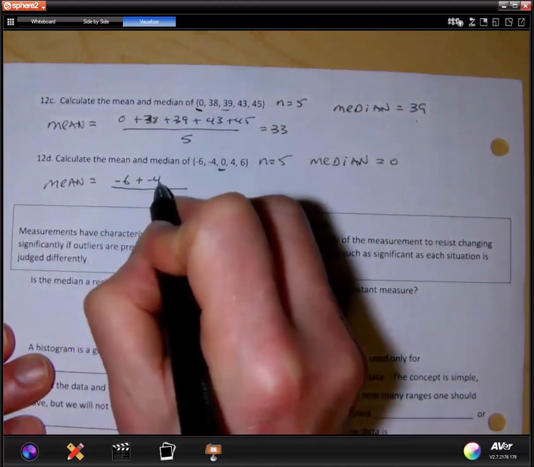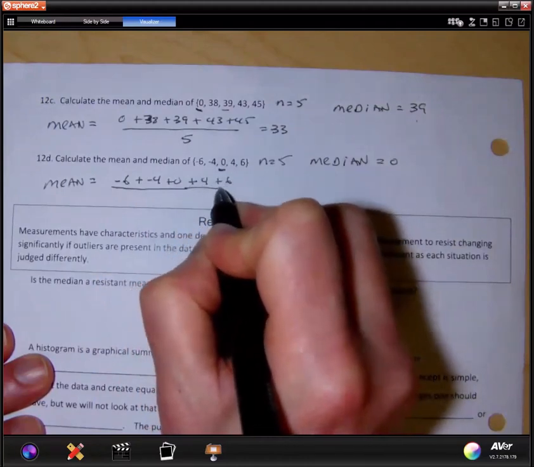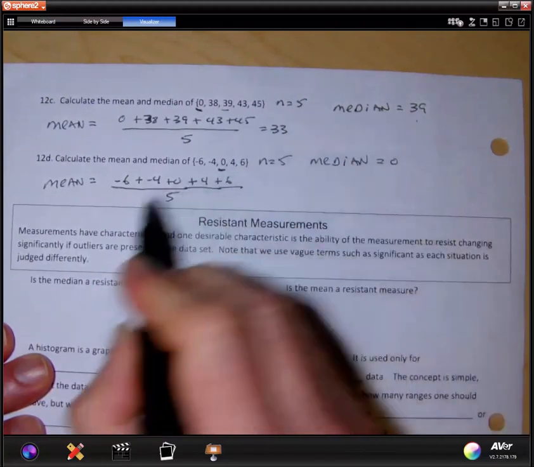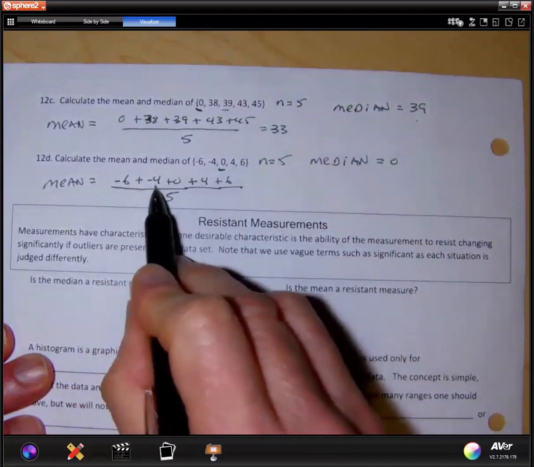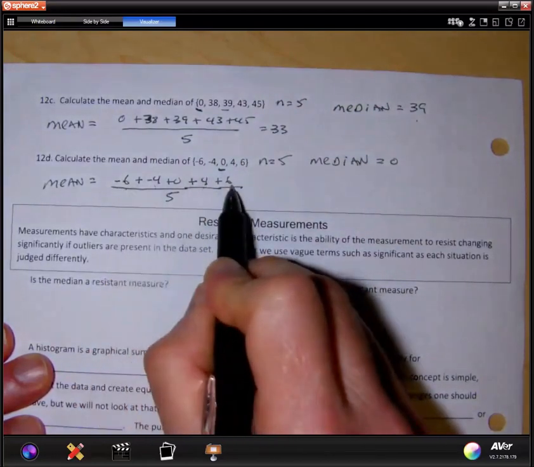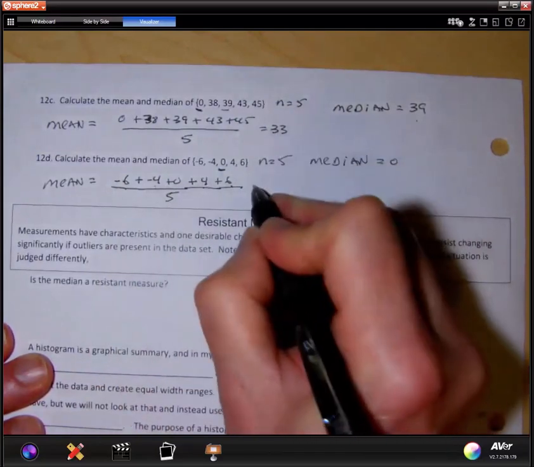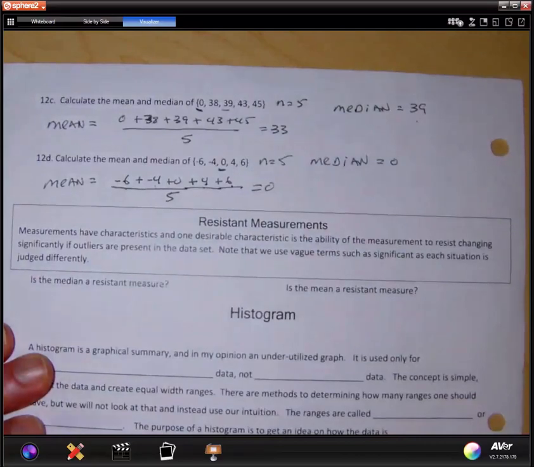Well, you can start seeing that this data is perfectly evenly distributed around the median. So if I were to add these numbers up, notice 4 plus -4 plus 4 is 0. -6 plus 6 is 0. 0 plus 0 plus 0 is 0. 0 divided by 5 is 0. So the mean is 0, the median is 0.